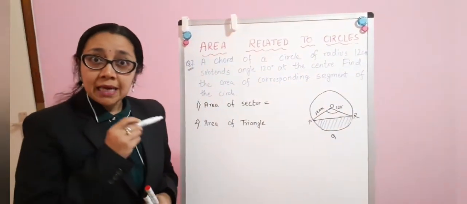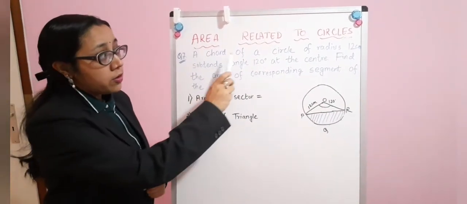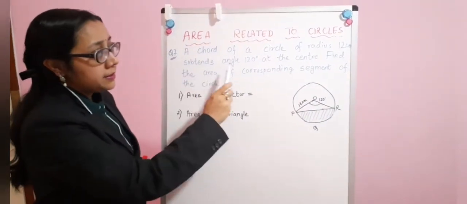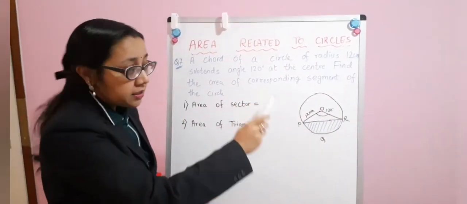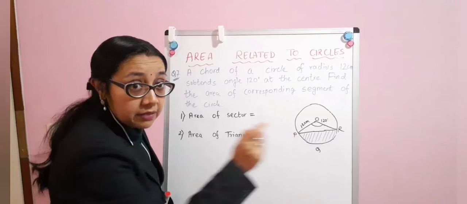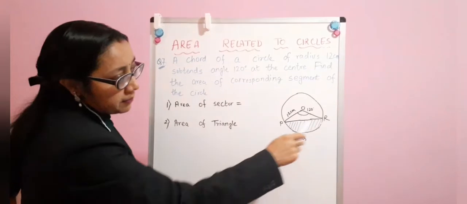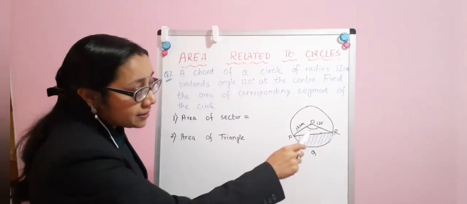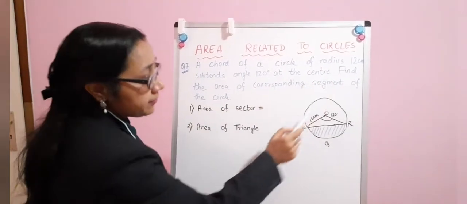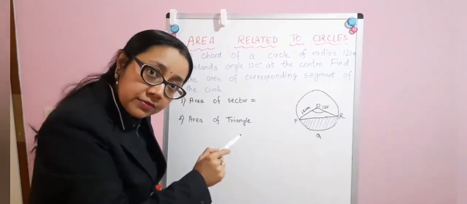The problem that we'll solve now, understand the question carefully. The chord of a circle of radius 12 centimeter subtends an angle of 120 degrees. So PR is the chord. You can tally with the diagram. The diagram will not be given; you have to draw the diagram based on the question. PR is the chord which subtends an angle of 120 degrees, and the radius is given as 12 centimeter. So OR is 12 centimeter, and OP is also 12 centimeter.